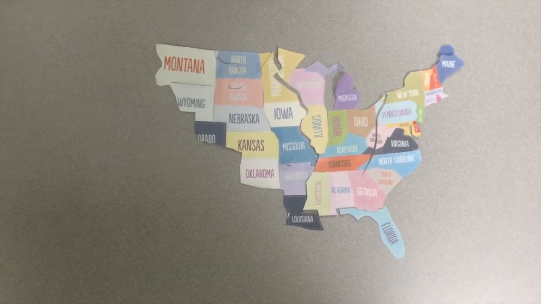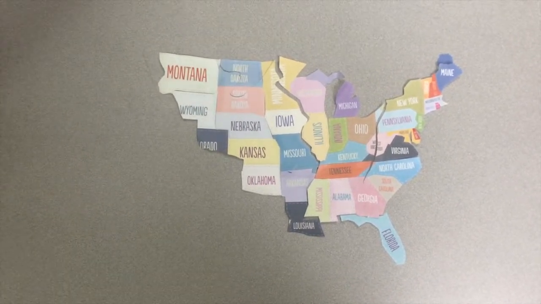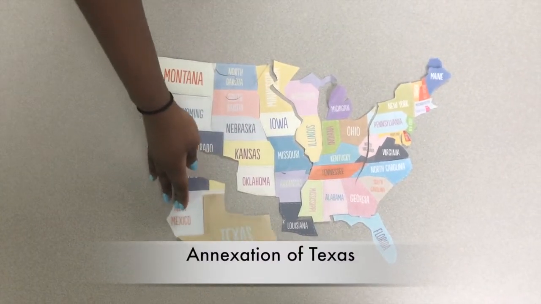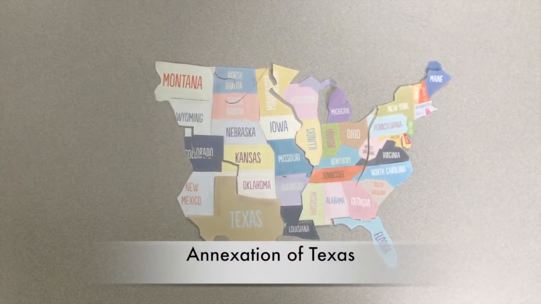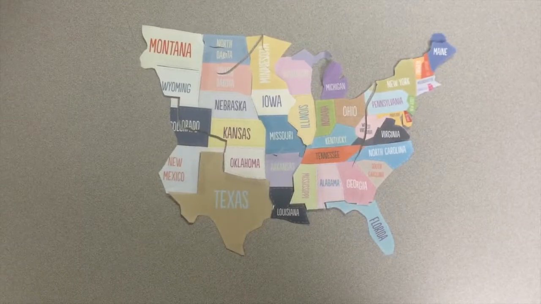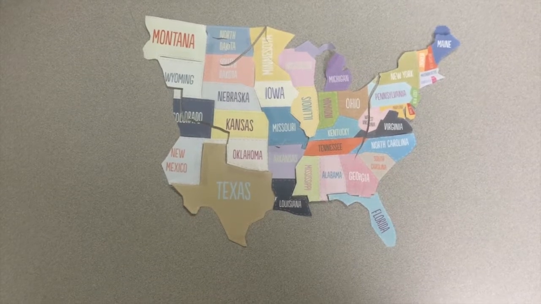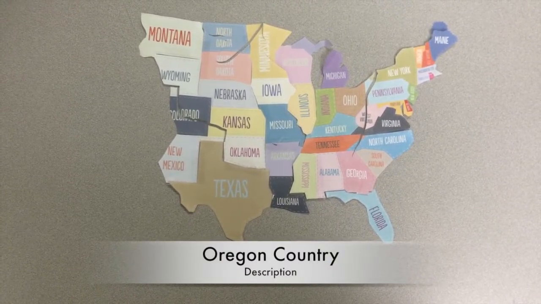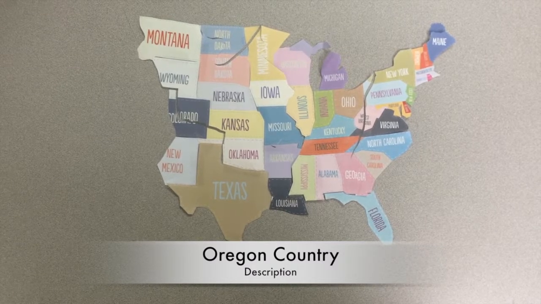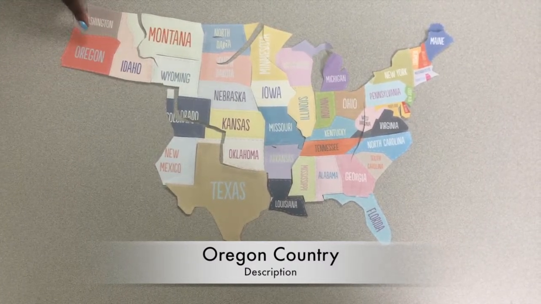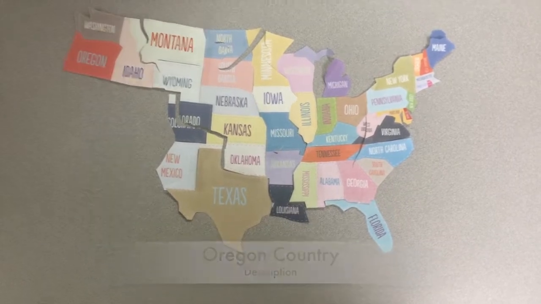In 1845, after Texas rebelled against Mexico and formed their own republic, they were annexed by the United States. In 1846, the U.S. and Britain agreed to divide the Oregon Country at the 49th parallel, which resulted in the addition of modern-day Oregon, Washington, and Idaho.